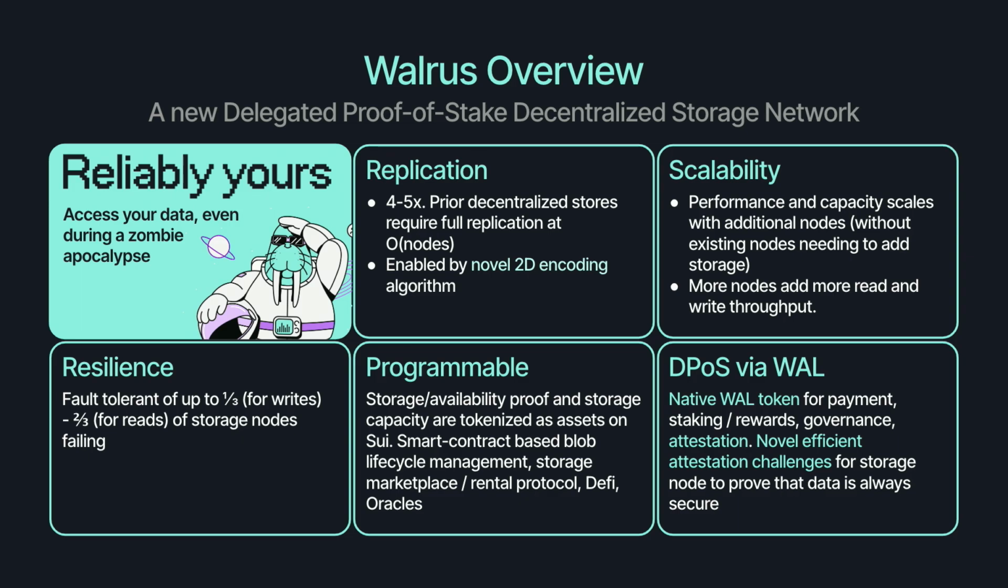And even though we only replicate the data 4 to 5x, we're also very resilient. With 1/3 of the nodes down, you would still be able to write new data to the network, and 2/3 of the nodes can be down, and you can still retrieve your data. So even though we have low replication, it does not come at a cost to resiliency.